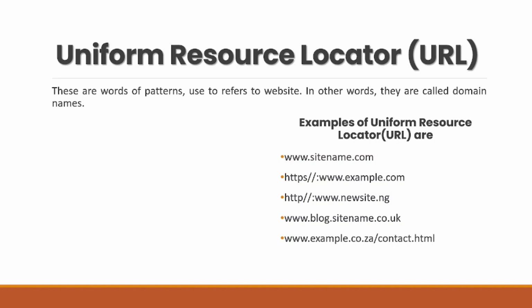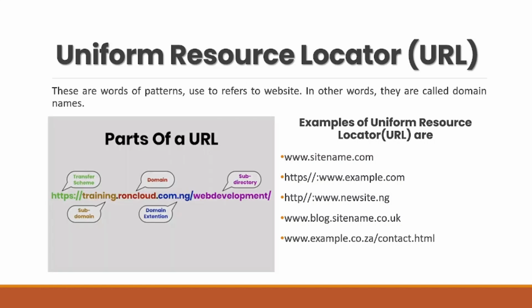But let's break this down. What are the things that form a URL? Now, parts of a URL. Everything from the H to the last slash you're seeing in the diagram I just displayed is known as a complete URL. Some of them have few parts, some of them have everything. But let's break them down and see what they do. The first part of it, which is the HTTP, is known as the transfer scheme.